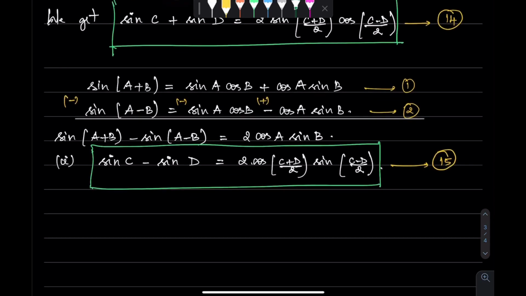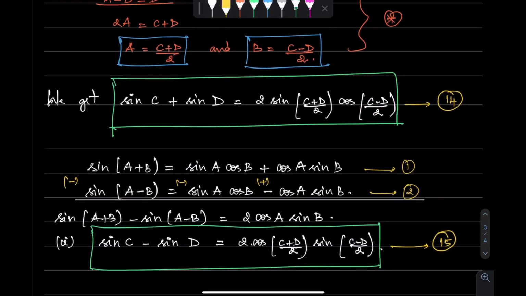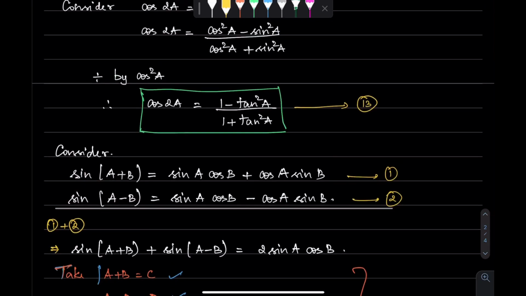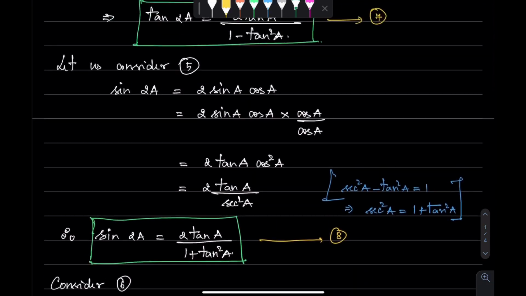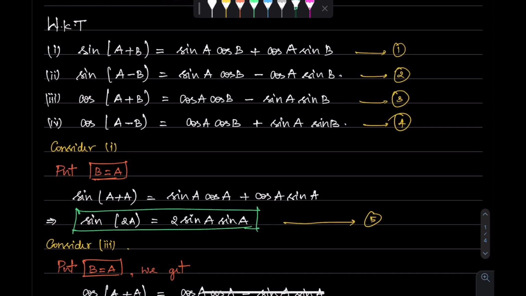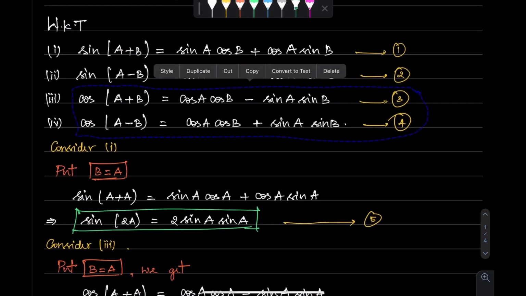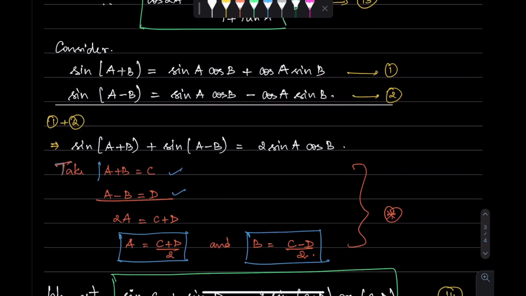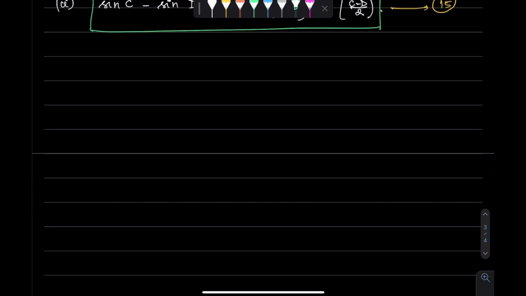Good children? Nice. Now let's take the other two. So we got sine C minus sine D and sine C plus sine D. And similarly, you can do it for cos. You can try it with the cos, and you can try it with tan. You can do it accordingly, and you can derive the results. And let's do that quickly. So we can do it instantly here.